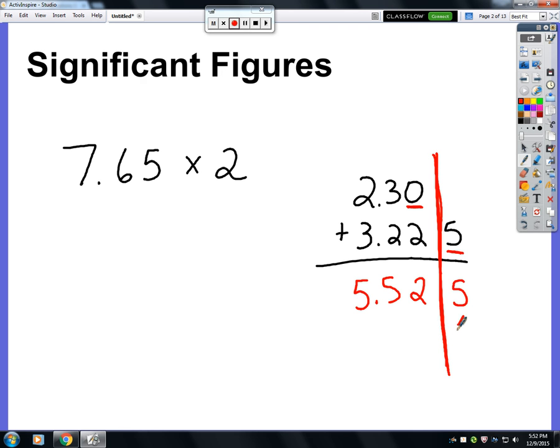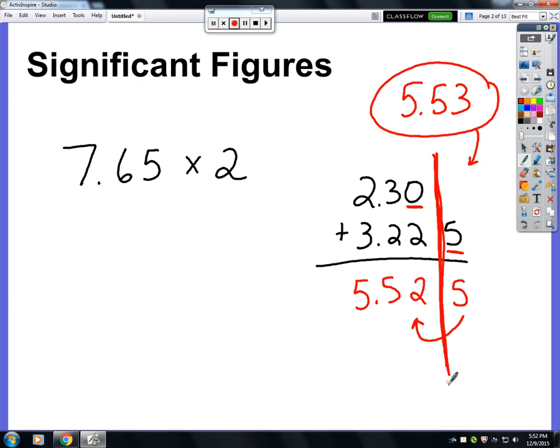So I ask myself, what does the 5 do to the 2? Oh, it rounds it up. And so my answer for this is 5.53. That's my number. When I add or subtract, I drop that line down, and that tells me significant figures for adding and subtracting. The rules for multiplying and dividing are different.